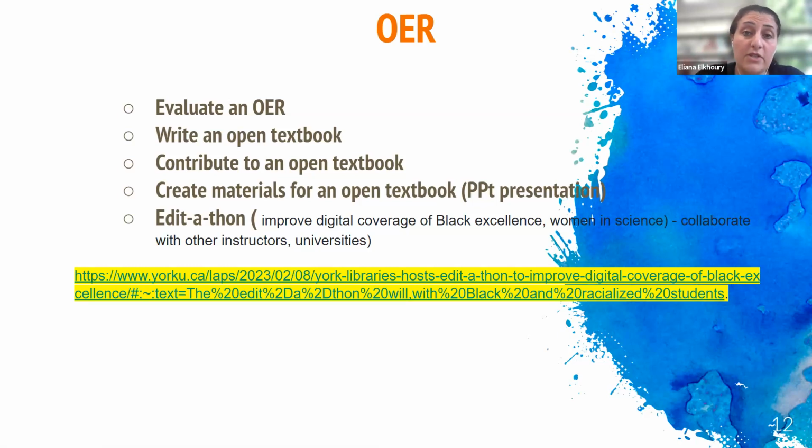And there are a lot of instructions out there on how to do this. What I would recommend is collaborating with other instructors or with other universities. Like this one, improving digital coverage of Black excellence, was done between, I think, four universities in Canada, and students from these universities and different courses went in and did that edit-a-thon, and that was their assessment, because they took what they learned in their courses and put it in these Wikipedia pages.